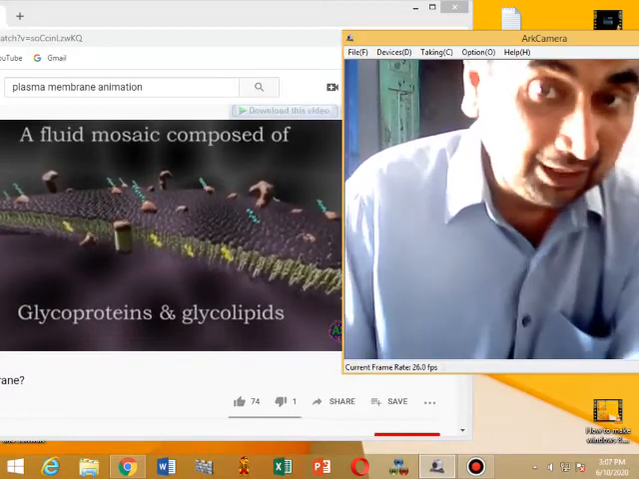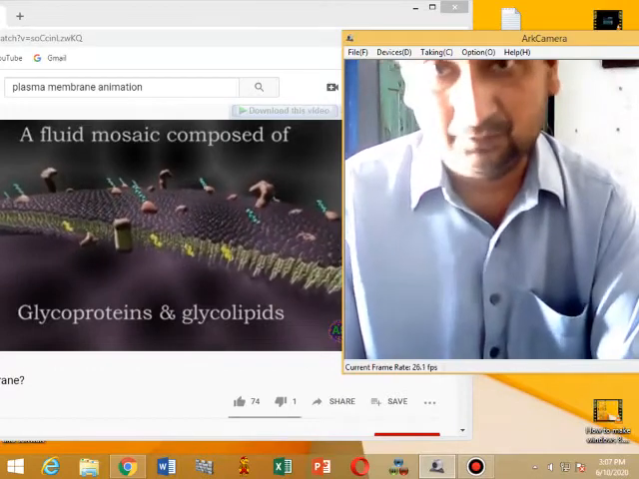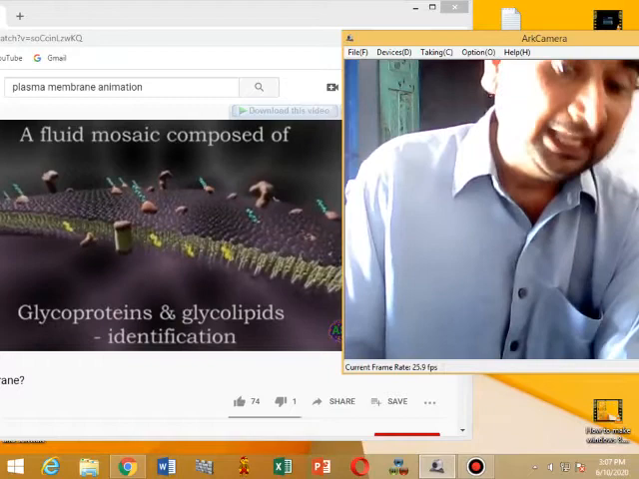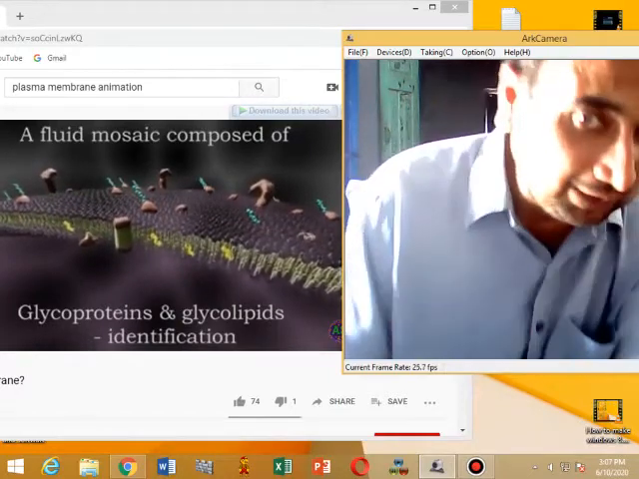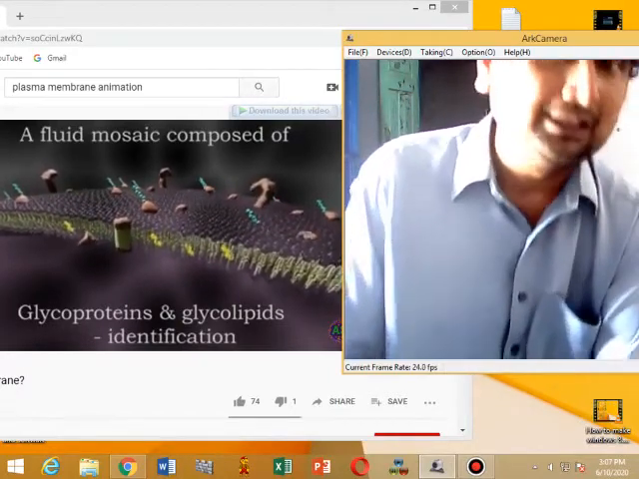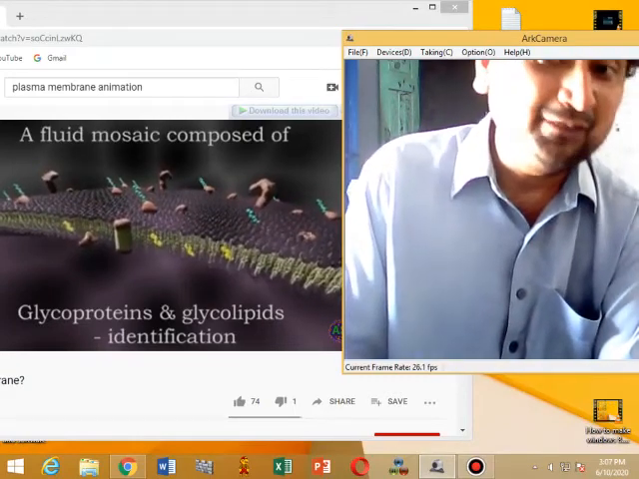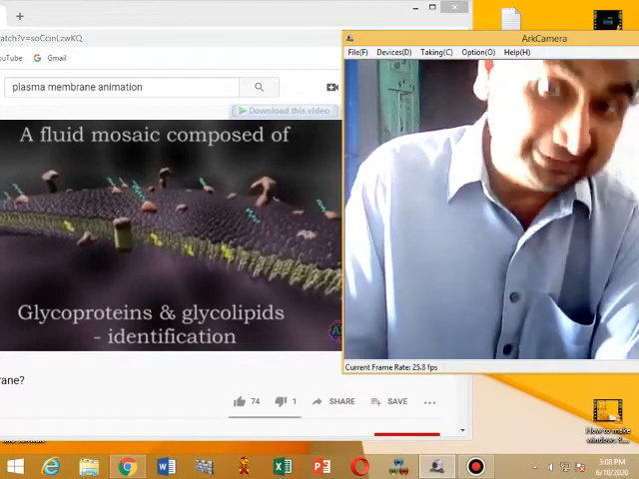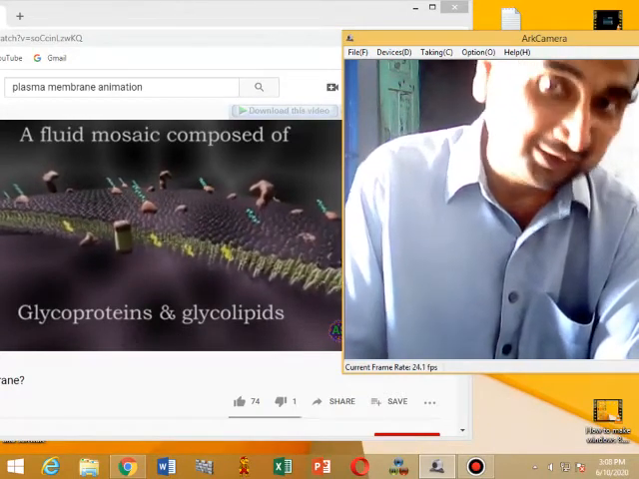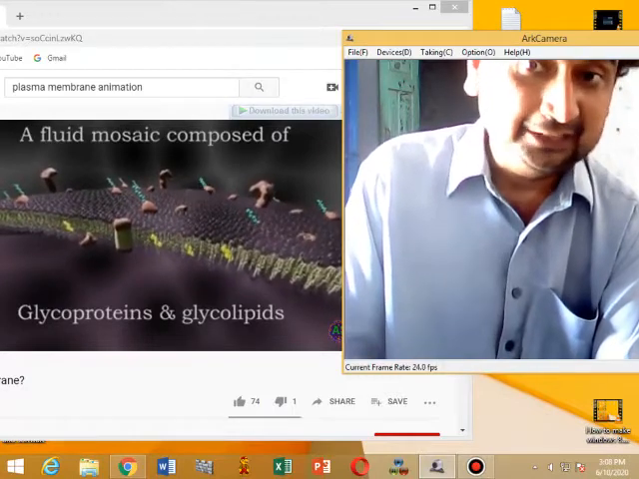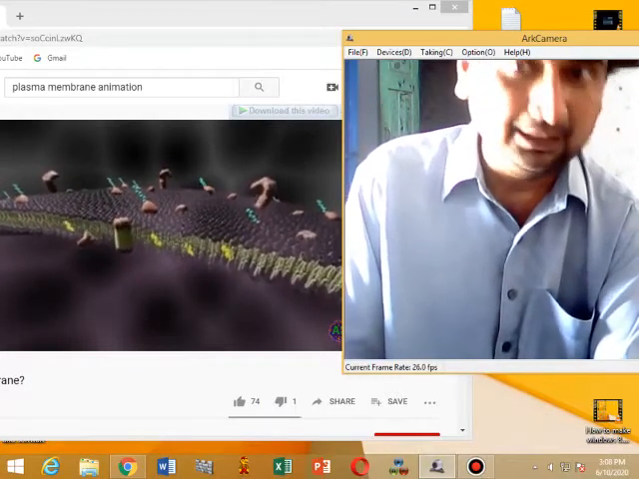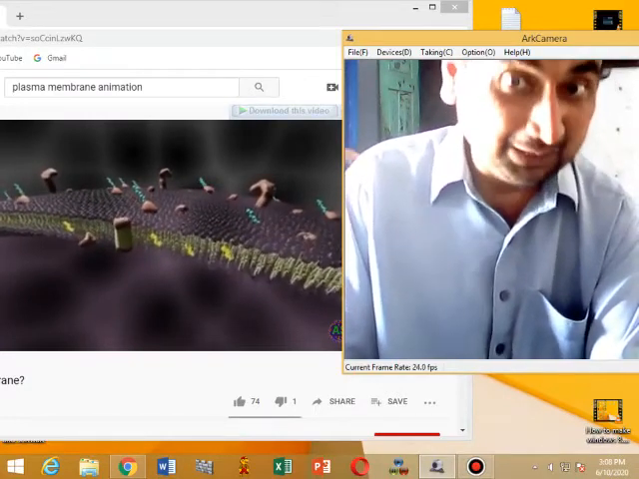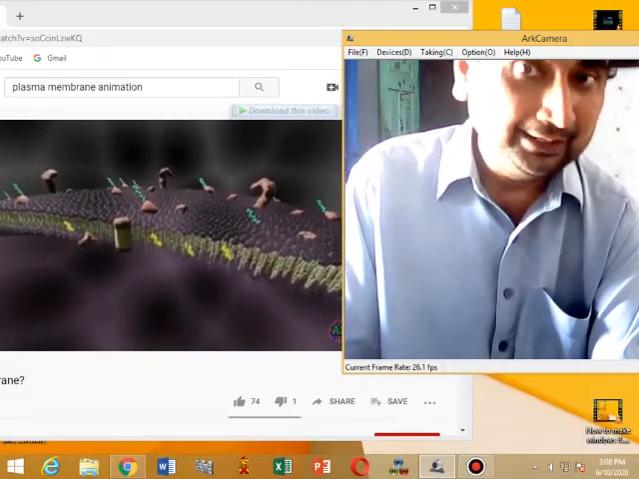Now, in animal cells, plasma membranes also take up food materials by forming folds into the cell. This process is known as endocytosis. If the food material taken in by the plasma membrane is solid, it is called phagocytosis. If the food material is taken in as a liquid, it is called pinocytosis.